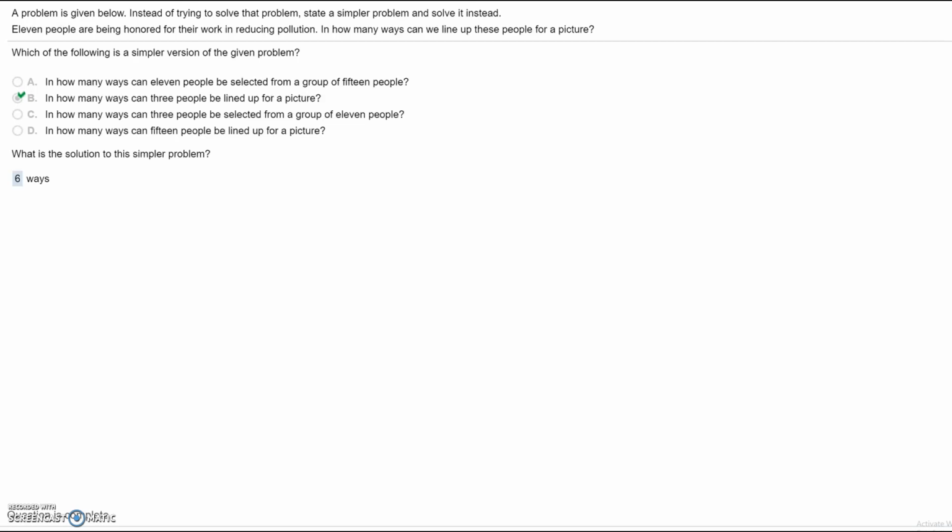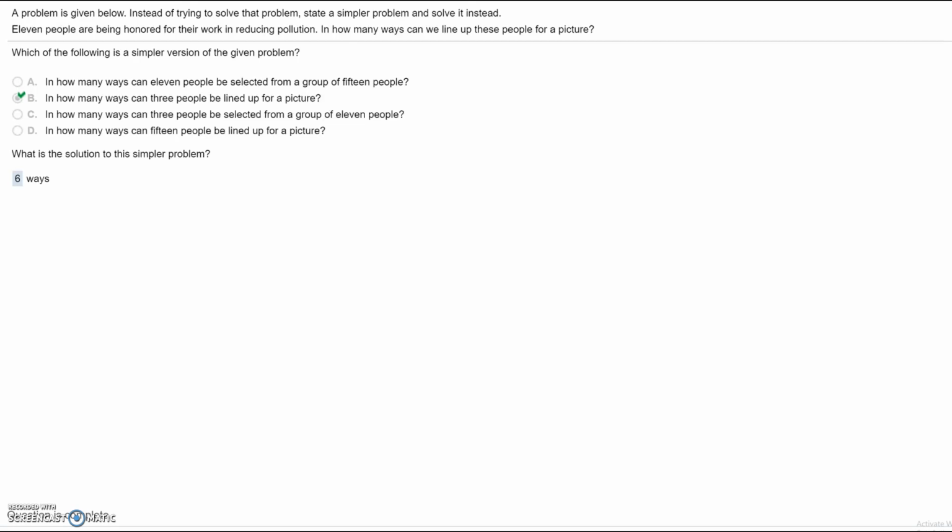So this question says, a problem is given below. Instead of trying to solve that problem, state a simpler problem and solve it instead. The original problem says 11 people are being honored for their work in reducing pollution. In how many ways can we line up these people for a picture?